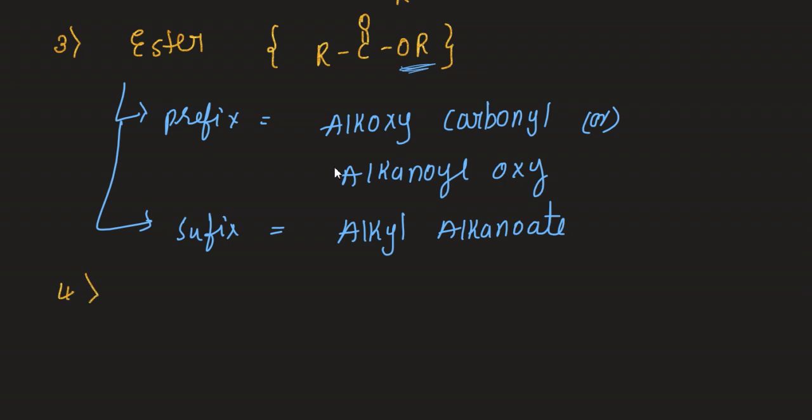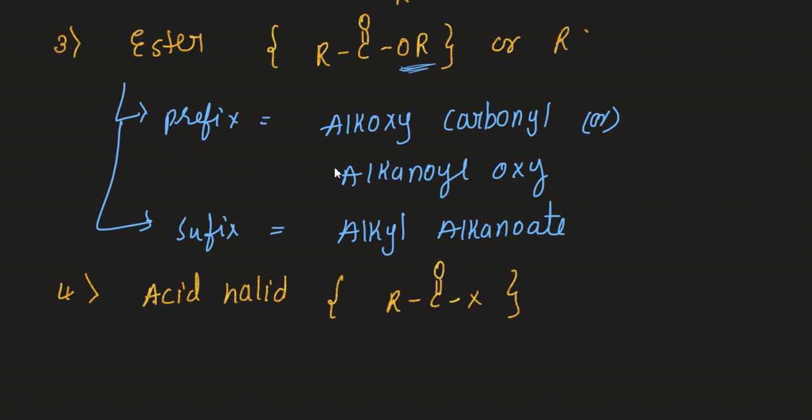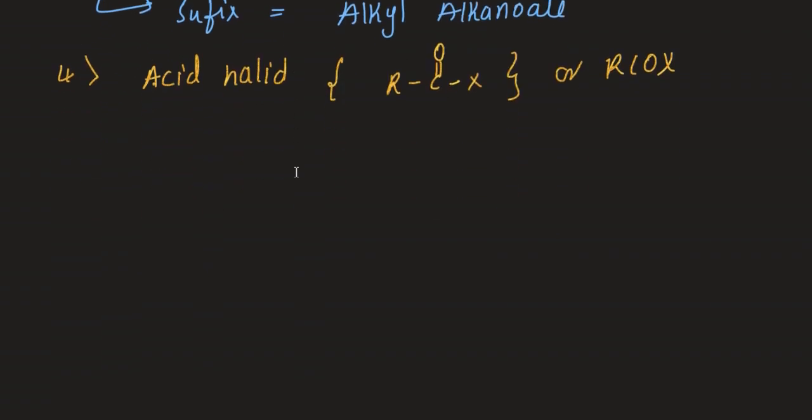Next, fourth one after ester, can I say acid halide? How does acid halide look? When one of the OH groups is replaced by X, then call it as what? Acid halide. Or in shortcut, this one you can write RCOX. This is nothing but RCOX. R is nothing but an alkyl group.